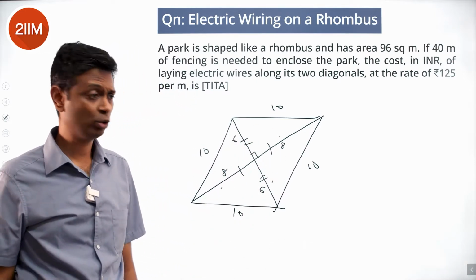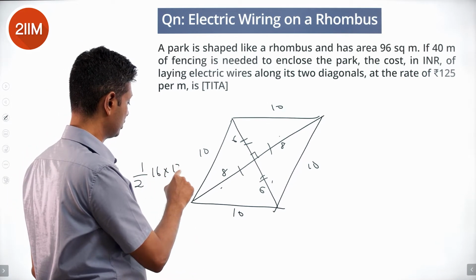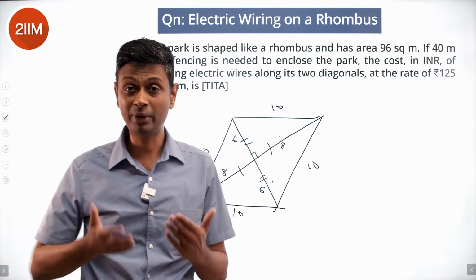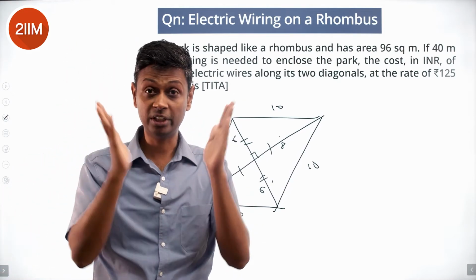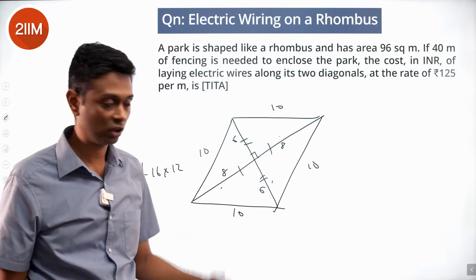Area would be half into 16 into 12, the product of the diagonals, which is 8 into 12, 96. That works. So the moment I have hypotenuse 10, I'm thinking 6, 8, 10. Luckily enough, 6, 8, 10 works. This is the triangle we're talking about, and this is the rhombus we're talking about.